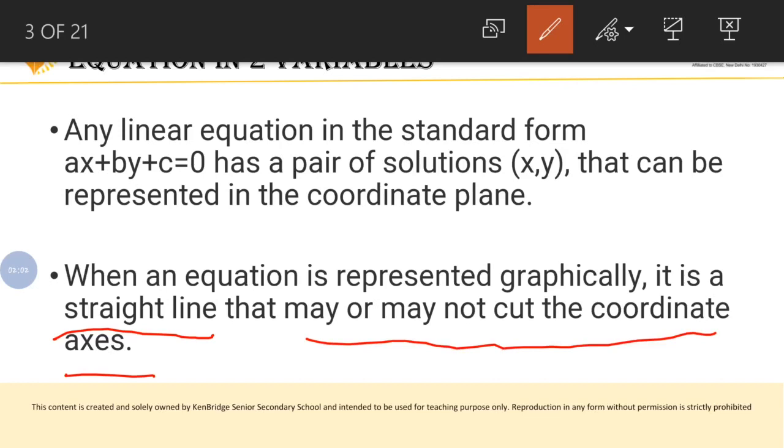What is the meaning of coordinate axis? We have two axes in the coordinate plane. One is a horizontal axis and another one is a vertical axis, that is x and y axis. So that straight line sometimes may or sometimes may not cut the coordinate axis. That doesn't matter whether it cuts or doesn't cut. That's not a matter, but it should be the straight line.